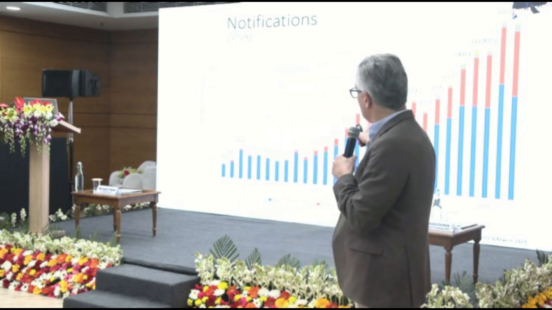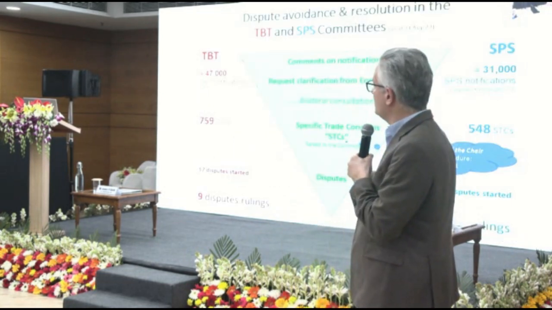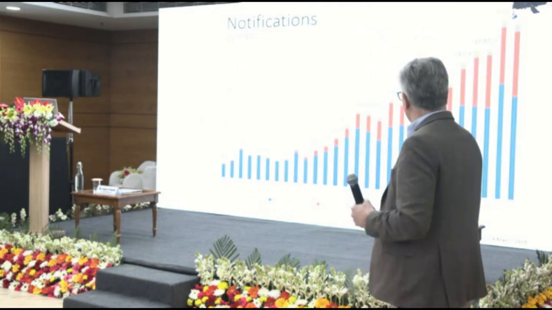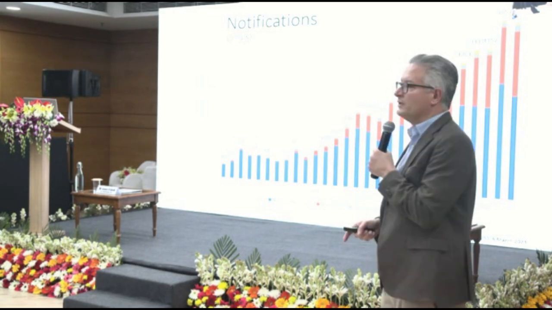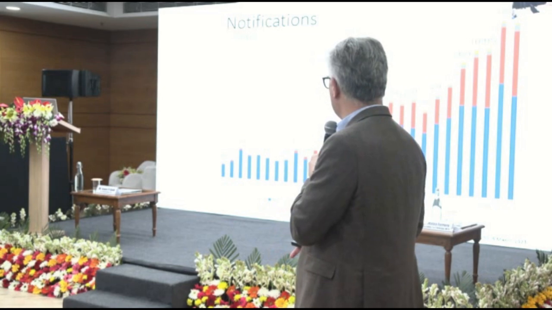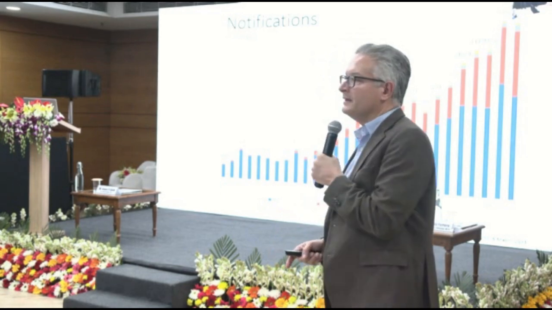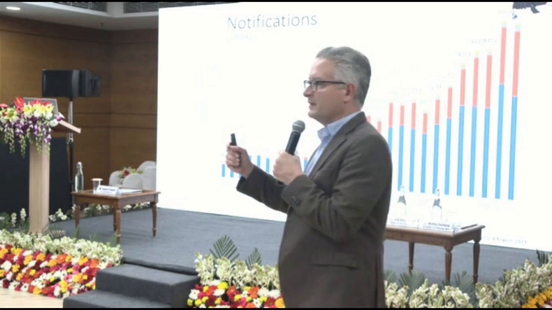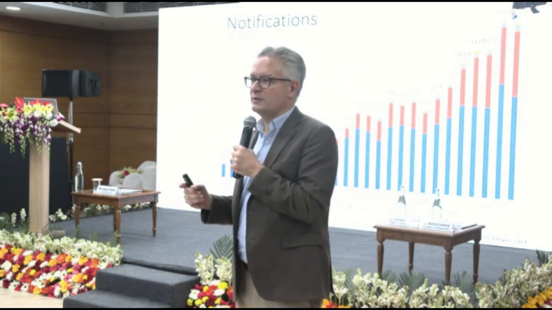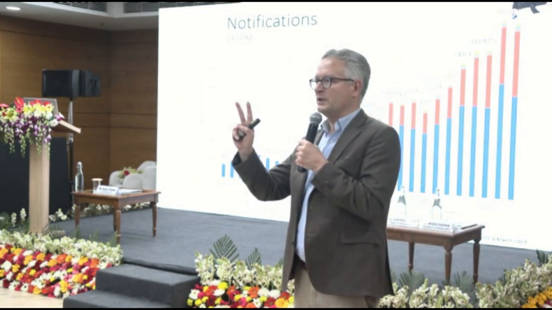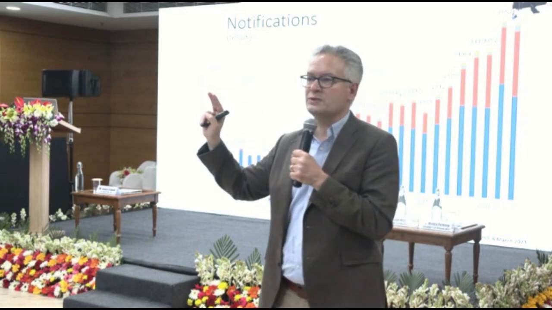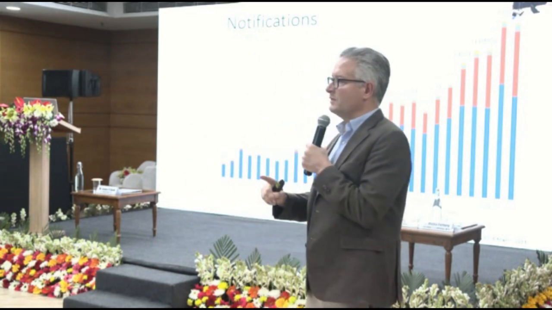So what I wanted to show with this, the first part of the pyramid, the notifications, here you see the increase in notifications up until 2022. The blue are new notifications, the red are addenda. That's, for instance, when a member has notified the fact that a draft measure has entered into force. The other colors are less important, they're corrigenda and revisions. But what you see are two trends. One, overall number of notifications are increasing. Second, members are increasingly notifying adoption of the final text, which is very important. There was a question yesterday about that.